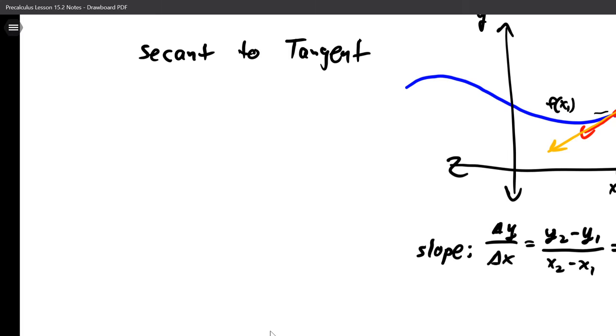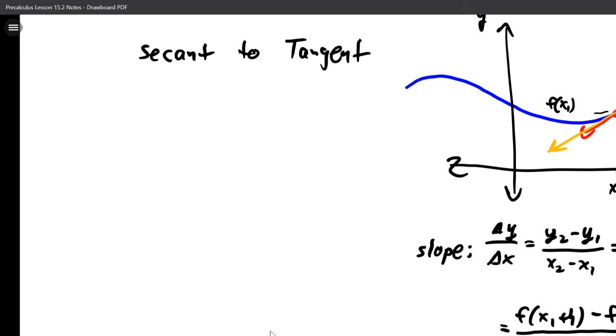Now, when you simplify that, there's nothing to simplify yet on the top, so it's still f of x sub 1 plus h minus f of x sub 1, over the x sub 1 minus x sub 1, which leaves you just with h.